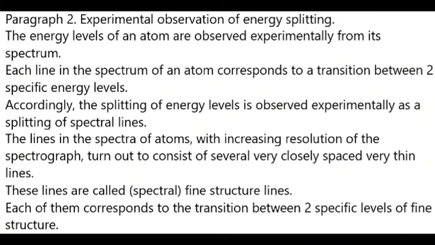The energy levels of an atom are observed experimentally from its spectrum. Each line in the spectrum of an atom corresponds to a transition between two specific energy levels. Accordingly, the splitting of energy levels is observed experimentally as a splitting of spectral lines. The lines in the spectra of atoms with increasing resolution of the spectrograph turn out to consist of several very closely spaced, very thin lines. These lines are called spectral fine structure lines. Each of them corresponds to the transition between two specific levels of fine structure.